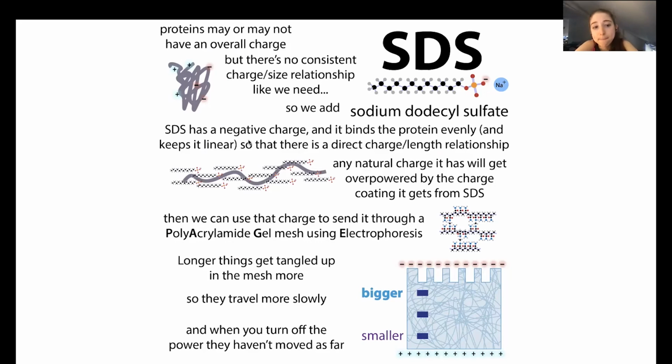And because it has this negative charge, it's going to give it the power to travel through. So we're erasing its charge.